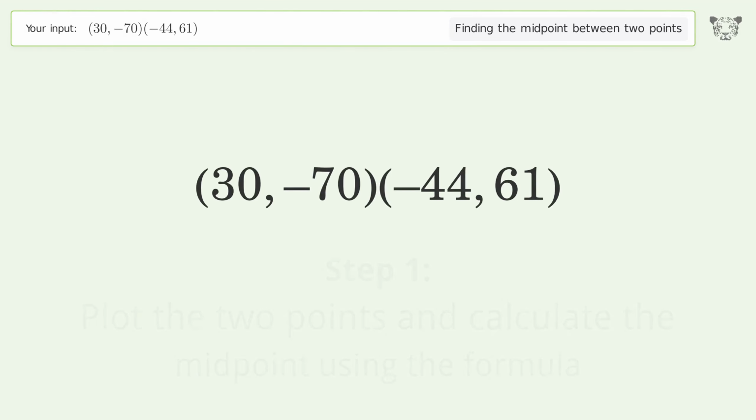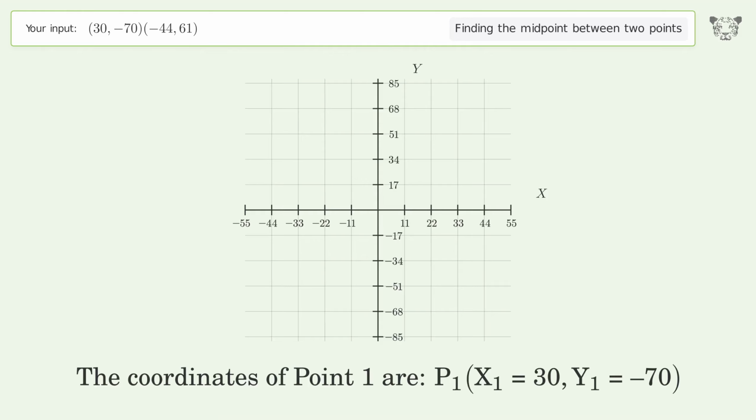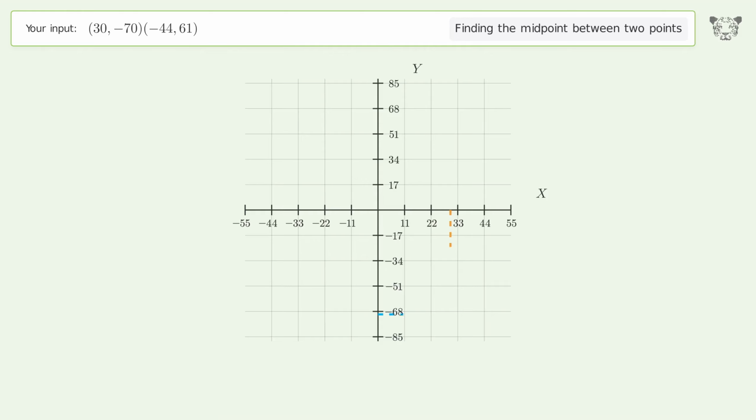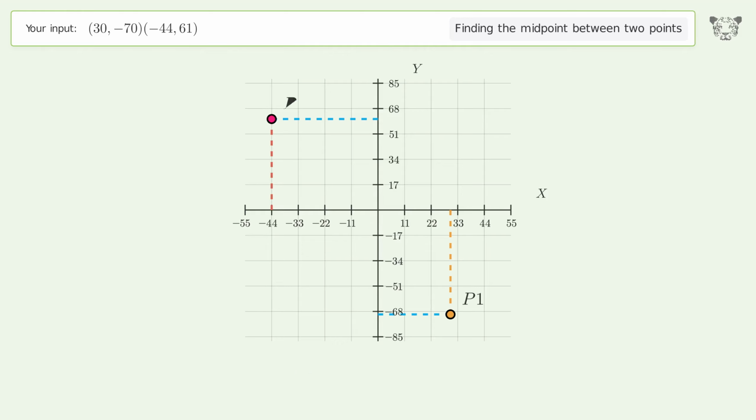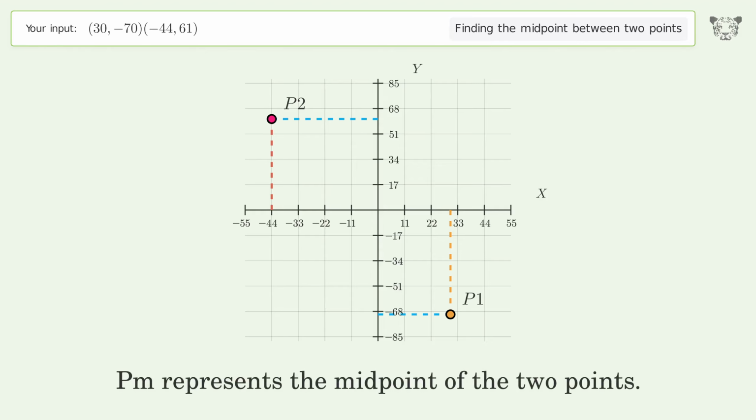The coordinates of point 1 are x1 equals 30, y1 equals -70. The coordinates of point 2 are x2 equals -44, y2 equals 61. PM represents the midpoint of the 2 points.